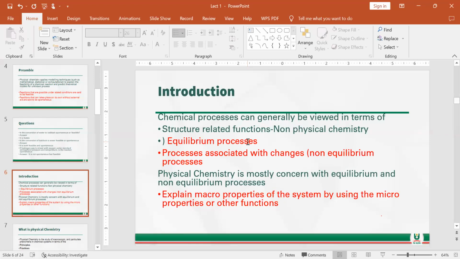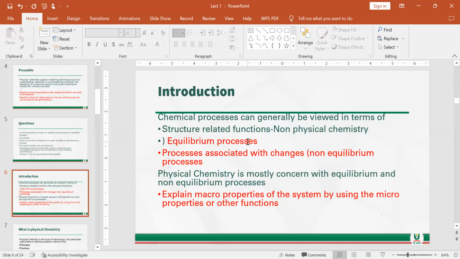Two, it can be seen in terms of equilibrium processes. We also have non-equilibrium processes. Equilibrium process means that it doesn't change with time. The system tries to be at equilibrium. It's neither there nor here. It maintains the two systems together.